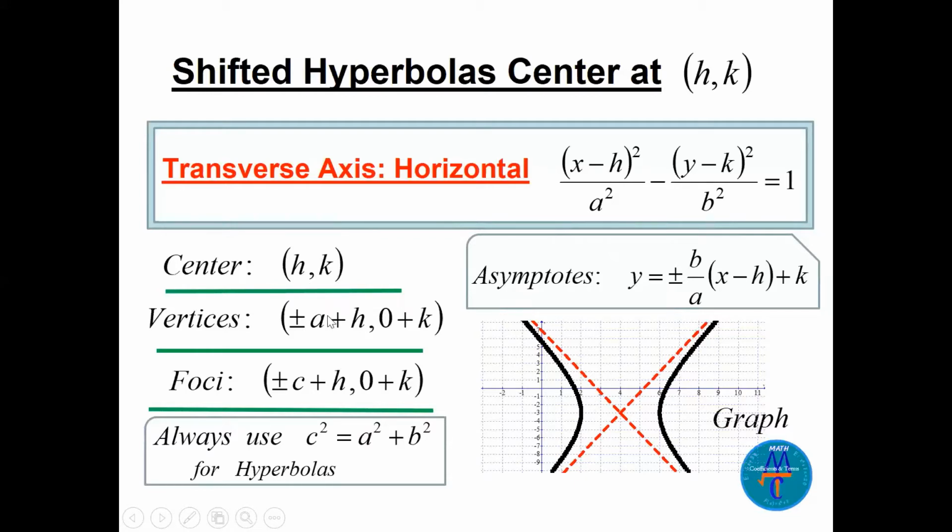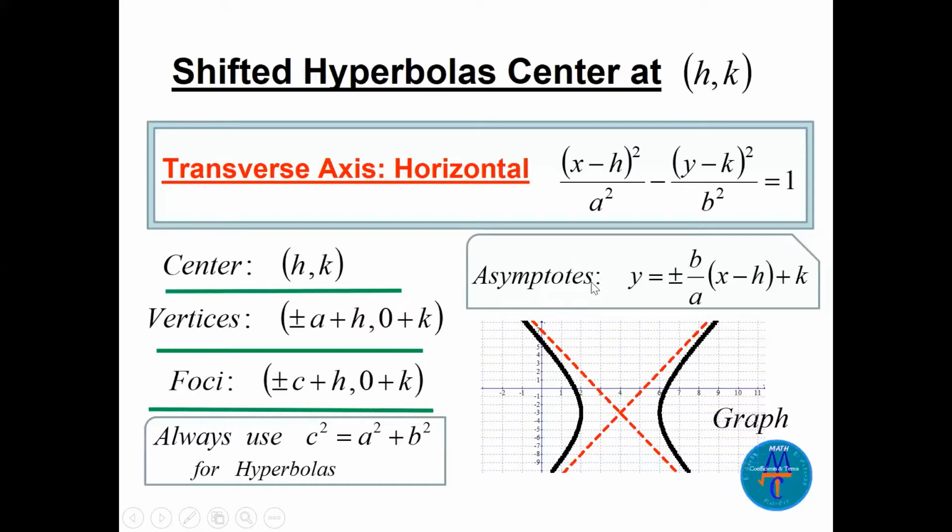Center is h, k. The vertices, see these are the vertices, plus or minus a plus h, this is shifted, 0 plus k. Now, let me just mention, if the center is 0, 0, just replace everything on this slide: h is 0, k is 0. Foci: plus or minus c plus h, 0 plus k. Foci are here inside. Foci are inside the hyperbola.